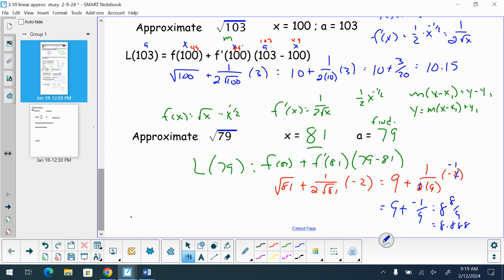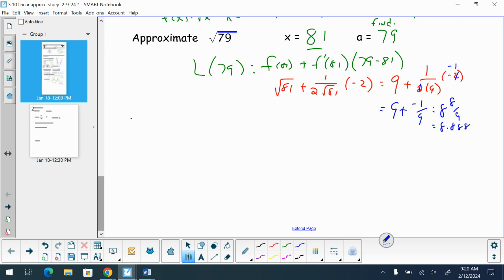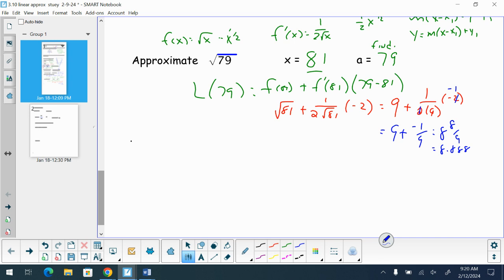So we have an approximation of 8 8/9, or 8.88888. And if I would take the square root of 79, do we get something close to that? Yeah. Now, once again, the closer you can get your guesstimate to that, the better off you are.